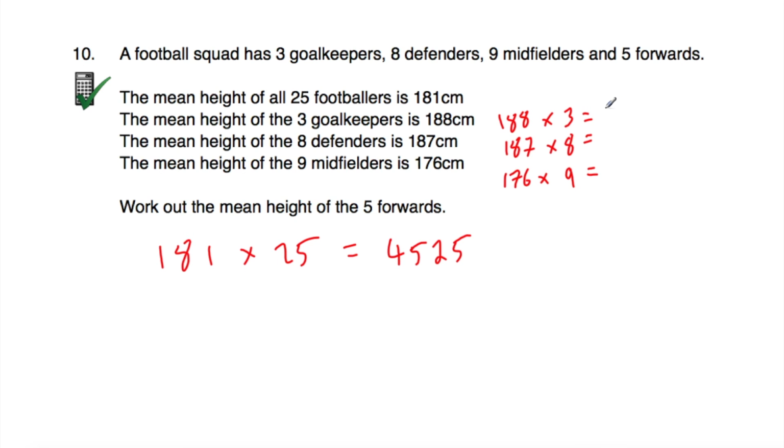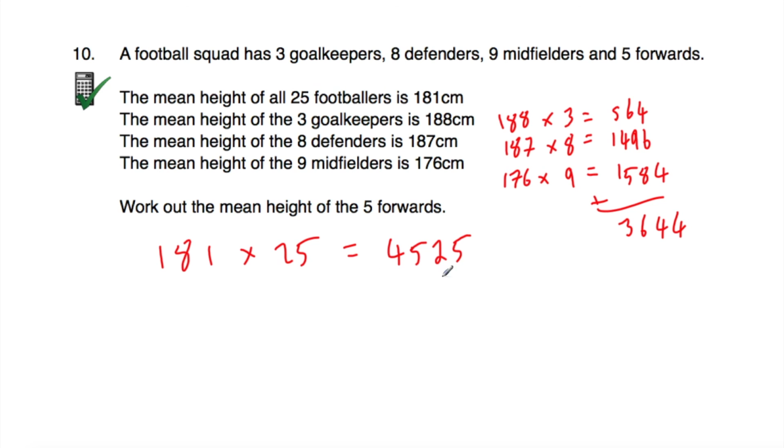So 188 multiplied by 3 is 564. 187 multiplied by 8 is equal to 1,496. And in terms of the midfielders, 176 multiplied by 9 is 1,584. And then if we add those up, that'll be the total height of those players. So 564 plus 1,496 plus 1,584 is equal to 3,644. So that's the total height of these players.